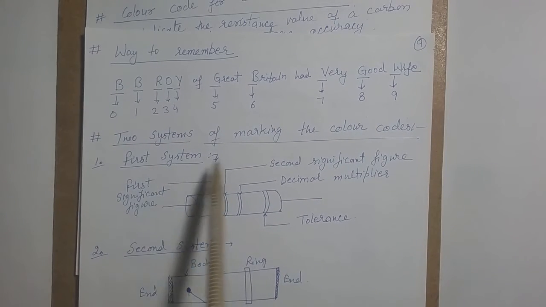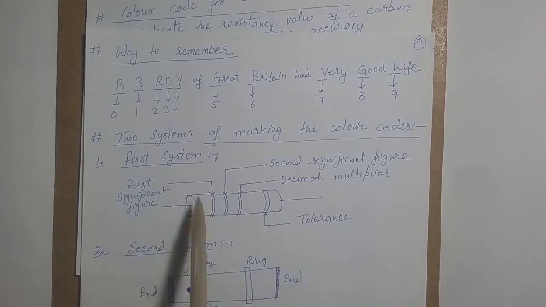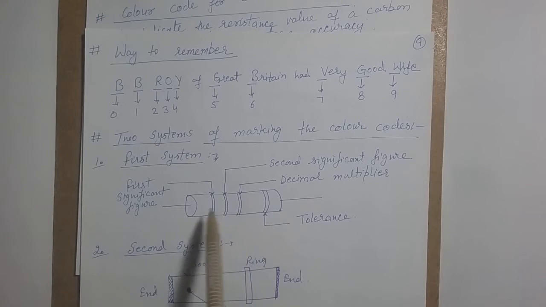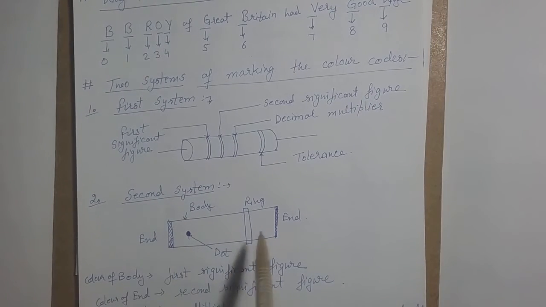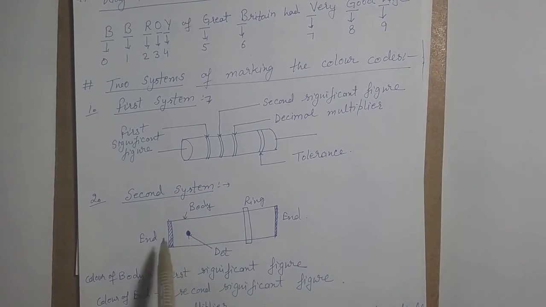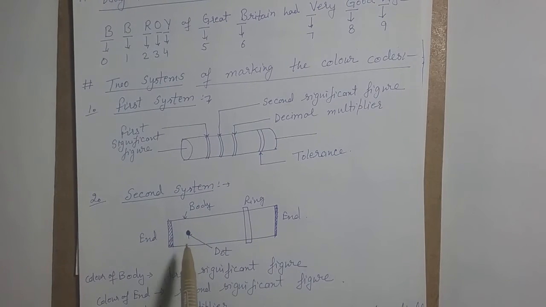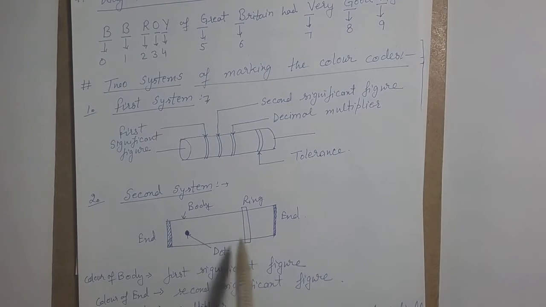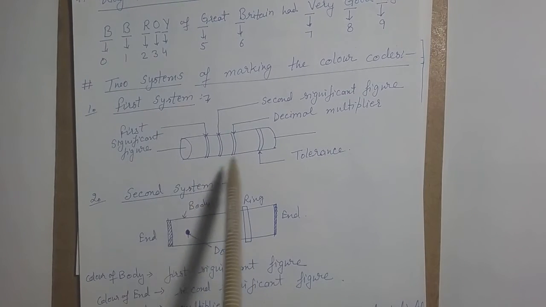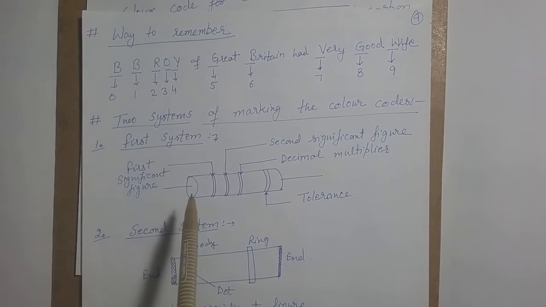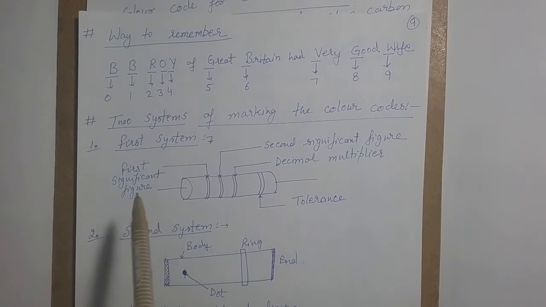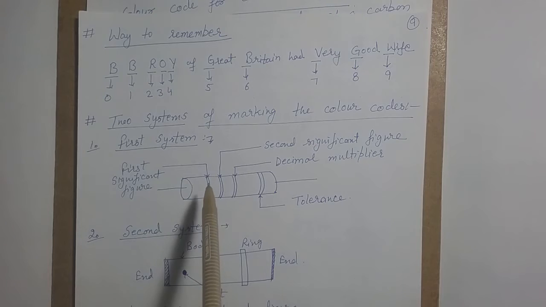Now there are two systems for color coding of resistors. The first system is this kind of color coding, in which we have 4 different strips of colors. And another one is a resistor whose ends have some color, the body has some color, and there is a dot and there is a ring. In this case only a single ring is there, but in this case there are 4 rings of different colors. Now let us consider this first system. In this system, the first significant figure is represented by this first ring.